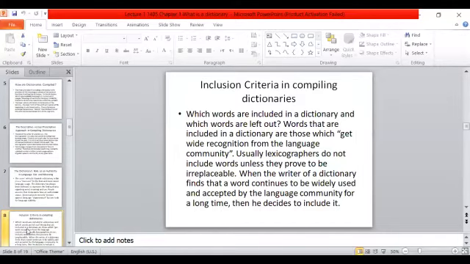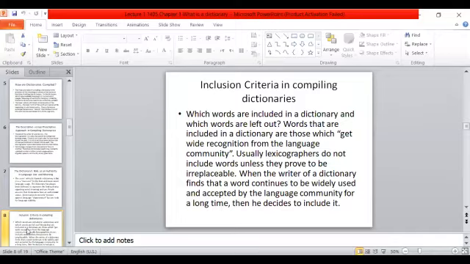Inclusion criteria in compiling dictionaries. What are the things that decide for us which words to be put in a dictionary and which words to be excluded? Inclusion comes from the word include. So inclusion criteria means the criteria which help the lexicographer to include particular words and to exclude others. Which words are included in a dictionary and which words are left out?